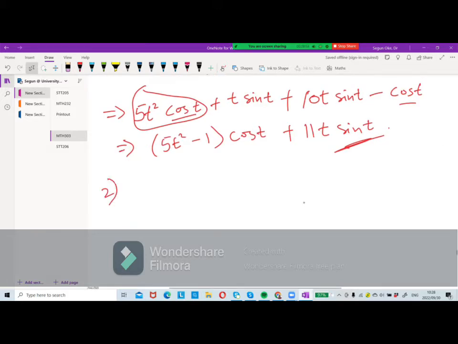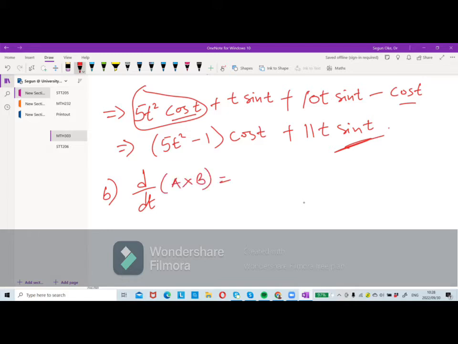Yes, sir. Number 2 now, we have B, number B. Sir, can we collect the like terms here, sir? Where? In that cos t, can we collect the like terms? The like term is cos t. I take it out. Then I now write, did you get it now? I get it now.